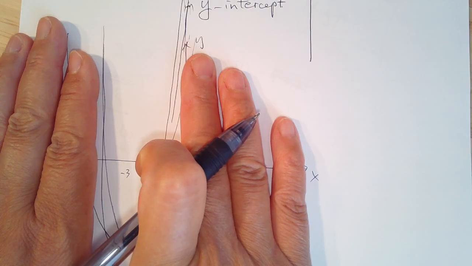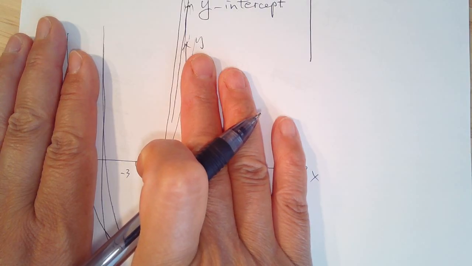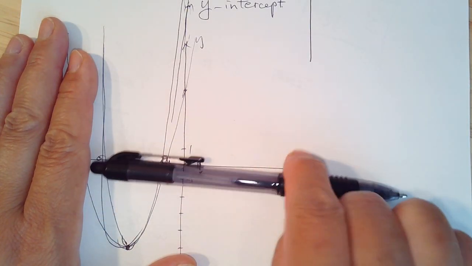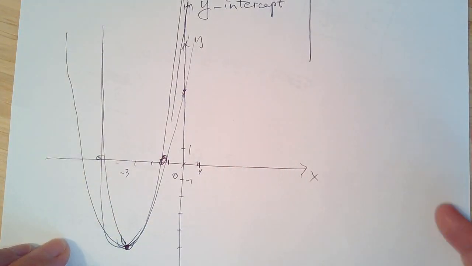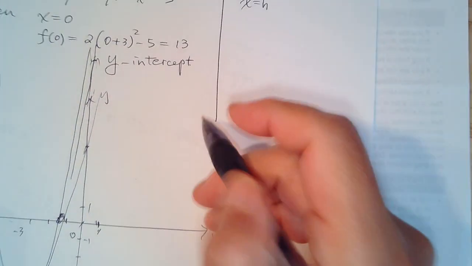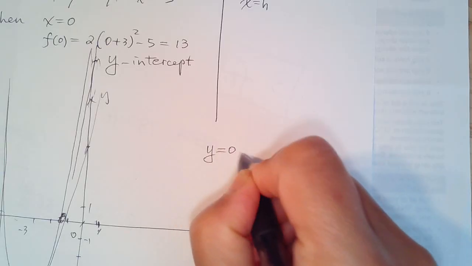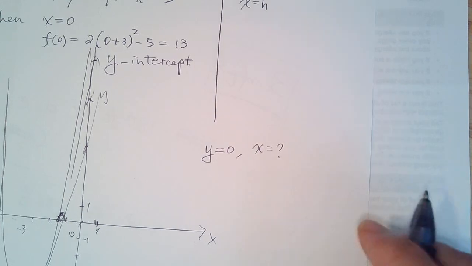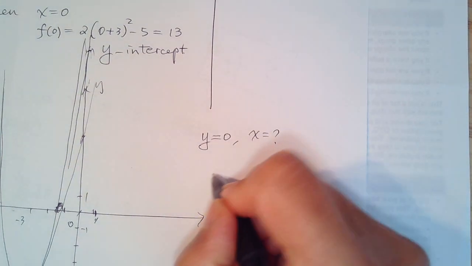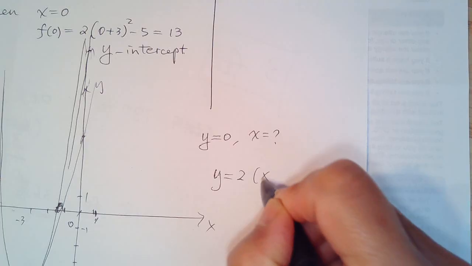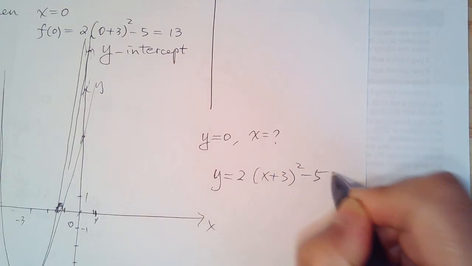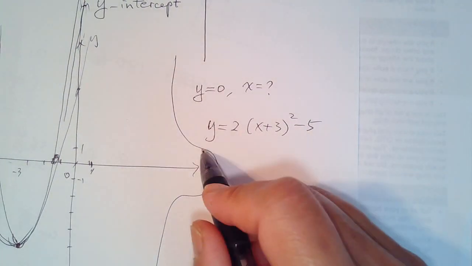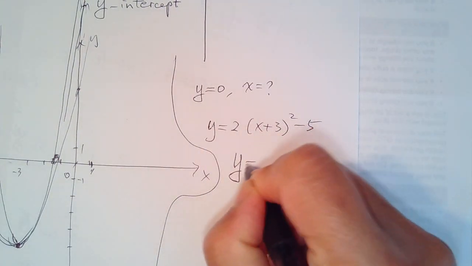Now the most important one is where your x-intercept is. That's where it's going to cross the x-axis. When you cross the x-axis, that's where y equals 0. So do you know how to solve it? Do you know how to solve y equals 0 and find x? If you have the vertex form, say y equals 2 times (x plus 3) squared minus 5, can you solve for x? We set y equal to 0, right?